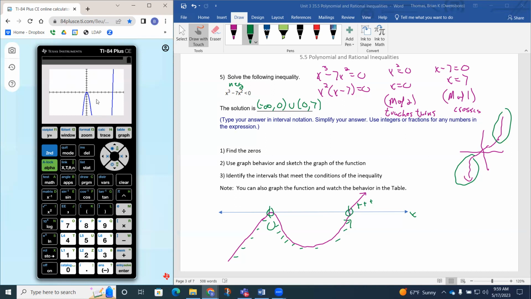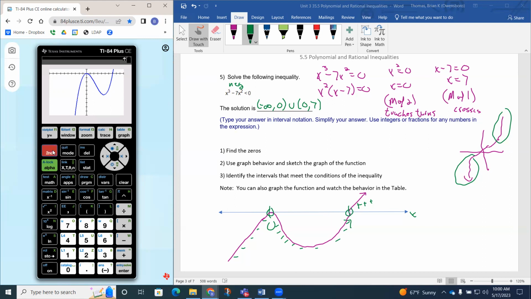Now, if I want to see more of the graph, I'd have to make my window move down more negative. So I'd probably change my y-min to maybe a negative 100 and see if it makes a difference. In doing so, I may want to make my scale go by tens. If I graph it again, yeah, that helps us see that the graph finishes low to start with, touches, turns again, and crosses. But notice that it stays below the x-axis through here.